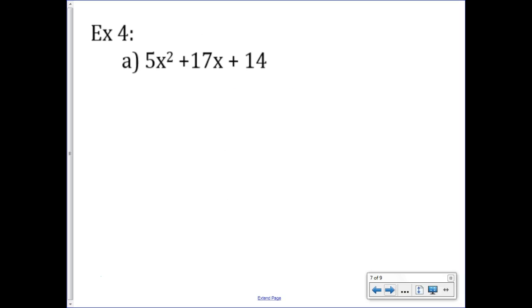Okay, so let's first use b squared minus 4ac to see, does this factor? So b squared is 17 squared minus 4 times 5 times 14. When we do 17 squared, we get 289.